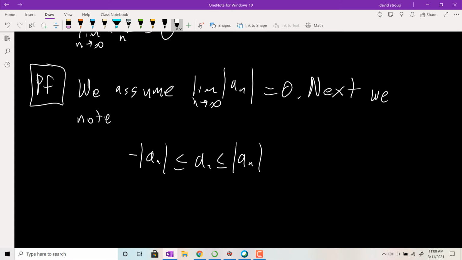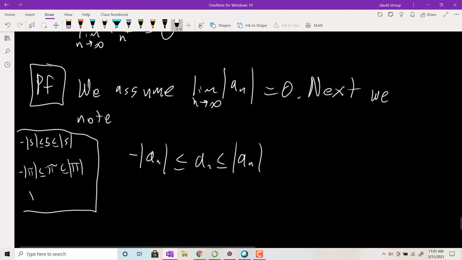Okay, look at this thing. That's not something you would normally think up, right? But it's common sense. If you have 5, that's going to be greater than or equal to negative absolute 5, but less than or equal to absolute 5. And that's true for any number you can imagine. Pi is greater than or equal to negative absolute value of pi, less than or equal to absolute value of pi. So it's common sense. Duh. Okay, so what? Well, now you can use the squeeze theorem.